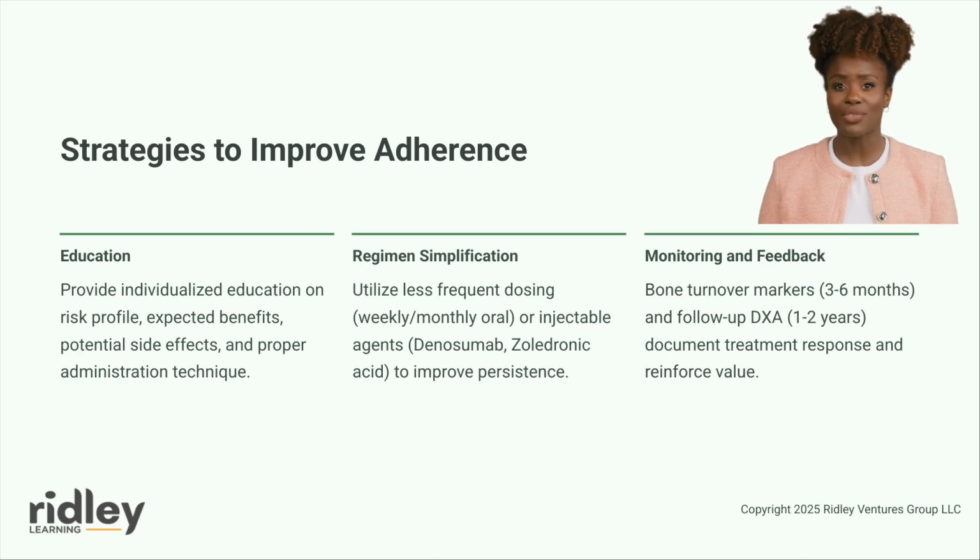For patients who have difficulty with oral bisphosphonate administration or who demonstrate poor adherence to oral therapy, transition to injectable agents may improve persistence while maintaining or enhancing fracture protection. Monitoring strategies, including bone turnover markers and follow-up DXA, can provide objective feedback that reinforces treatment response and may enhance adherence.